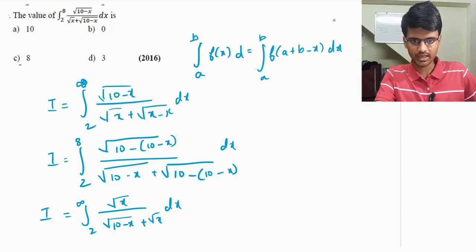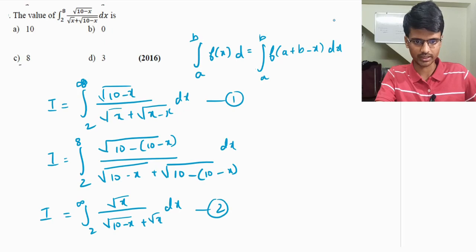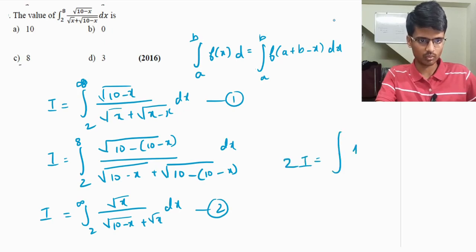Okay, I can add these two, 1 and 2, right? What do I get? I get 2I equal to integral of 1 dx, 2 to 8. Okay, you can check that. So integration of 1 is nothing but x, 2 to 8. 2 to 8 is nothing but 8 minus 2, 8 minus 2 is 6. So 2I is equal to 6, our I is equal to 3.